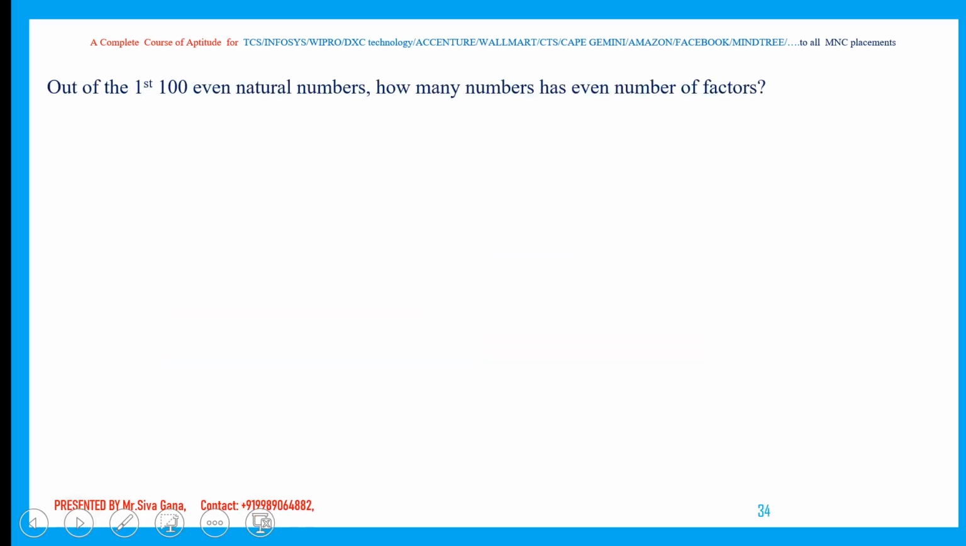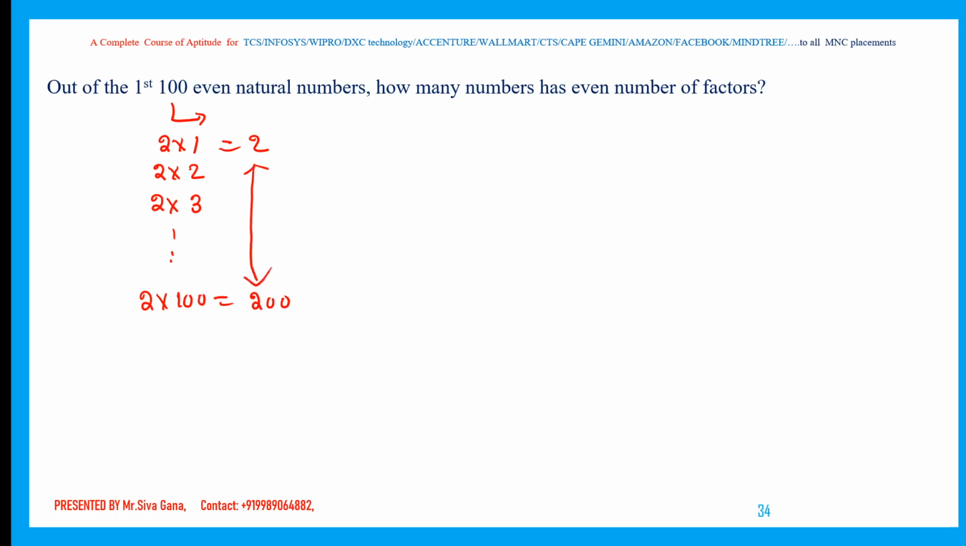Next one. Out of the first 100 even natural numbers, how many have an even number of factors? First even natural number is 2 into 1, second even natural number is 2 into 2, third even natural number is 2 into 3. Like that, the first 100 even natural numbers end at 2 into 100, so 200, starting from 2 to 200.